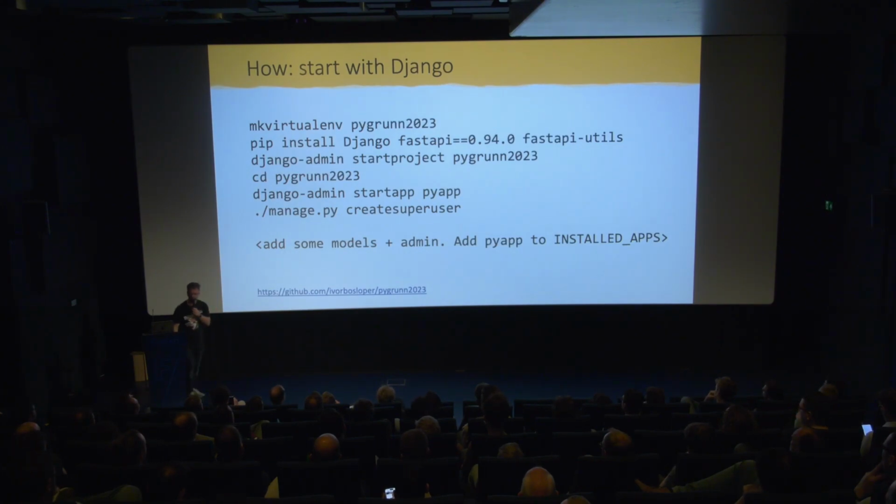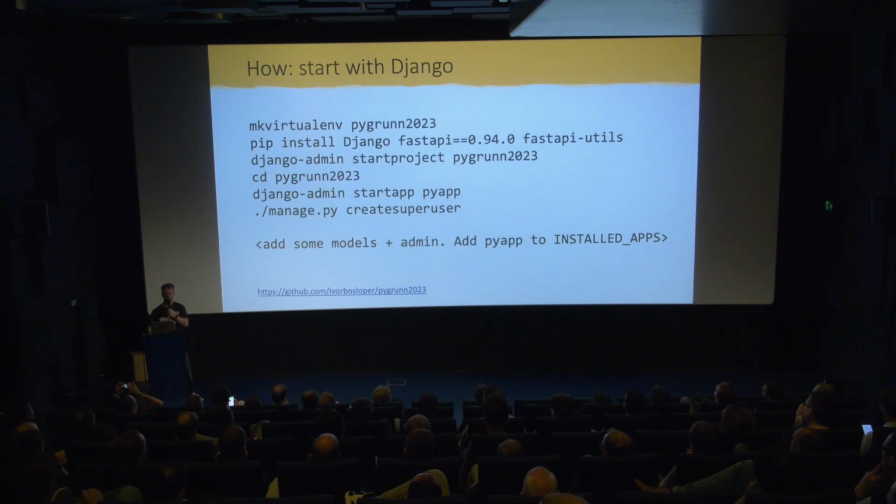I set up a virtual env and installed Django with FastAPI. I also installed FastAPI utils, not because I use it heavily, but there's one tiny thing in FastAPI utils which I really like. It was a snippet I found in other places, but they put it in this library. Basically, I did a start project and start app, and it should create a superuser. So let's see if I can show you what it looks like.